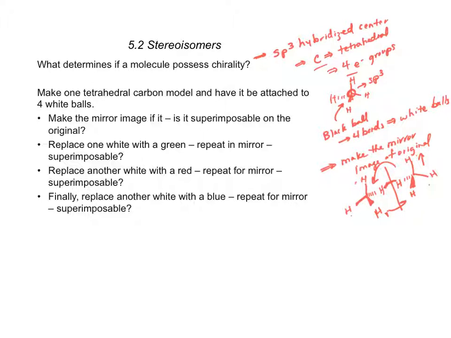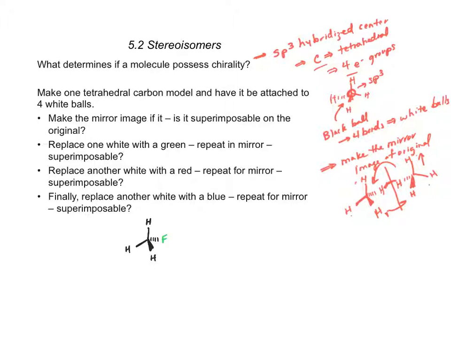Now we're gonna take number two. We're gonna replace one of those white balls with a green ball, okay? So we'll use our black to denote what our model is supposed to look like. So this is gonna be our bond. We've got our wedge going into the board. And so now we'll use black for hydrogen, black for hydrogen, black for hydrogen. But now we're gonna change one of our white balls to green, and let's say that green is fluorine, okay? Something like that, all right?